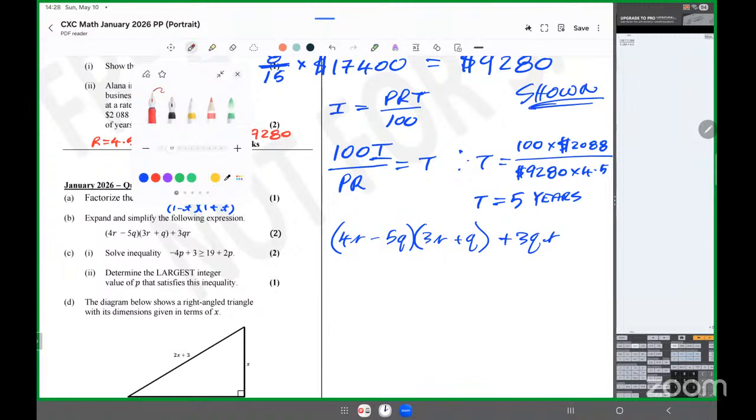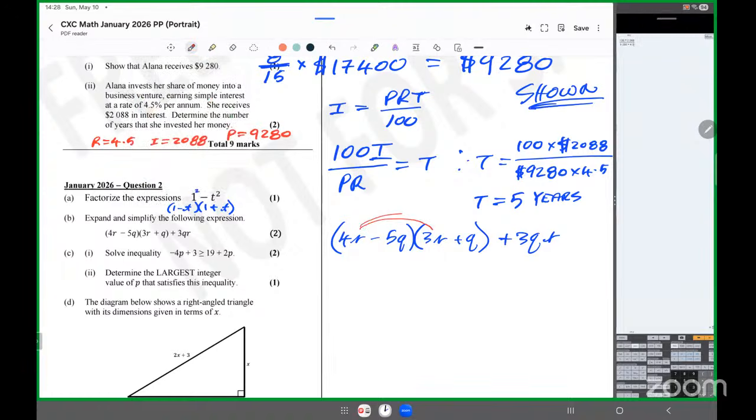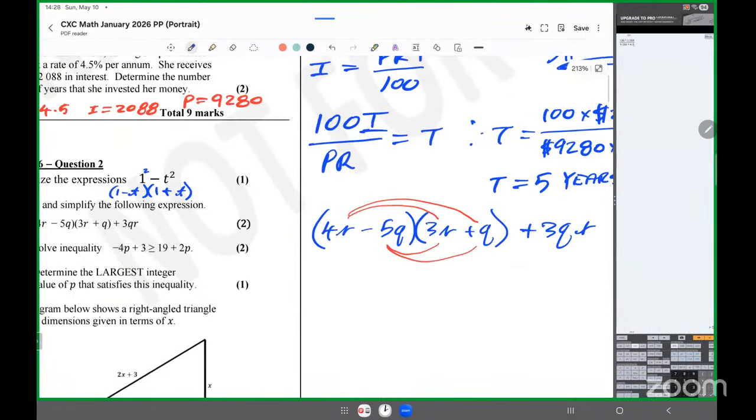All right. So we're going to multiply it like this. I'm going to multiply this times this, and that times that, this times this, and that times that, right? So expand this bracket. Each thing gets multiplied. So careful now. The 4r times the 3r is 12r squared, right? Then the 4r times the q is 4qr. You also put the letters in alphabetical order. So if it's r times q, you put qr. If you put rq, it is still right. Then the minus 5q times the 3r becomes minus 15qr.